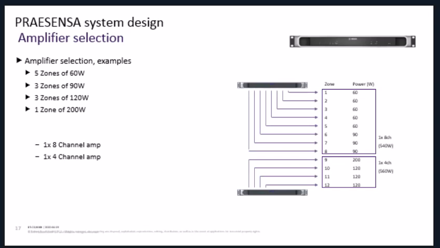So if you can draw it quickly on a piece of paper, 60 watts here, 90 watts here. So the first amplifier will be 540 watts required and can do 600 watts, so no problem here. And then the 4-channel amplifier will be loaded like this. So it will be in total 560 watts.